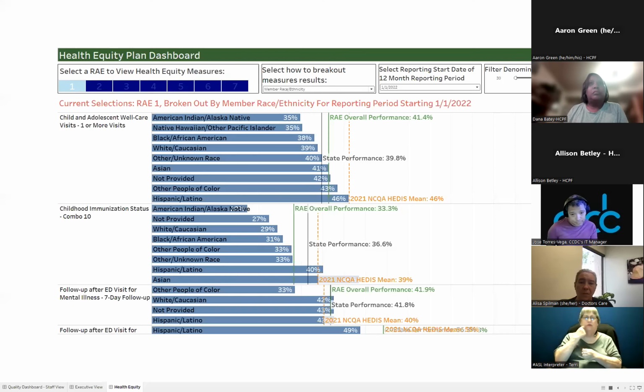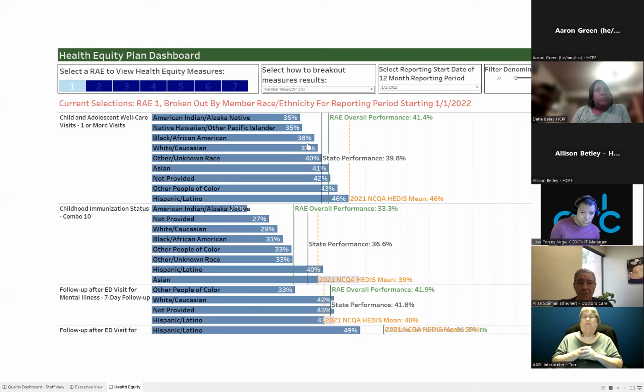We have available for these measures. And then the last box up here is a denominator count filter. So we just have this set to 30 so that we don't have small denominators anywhere displaying on this page. So those are all of the options you have to change and select how the data is being shown and displayed.